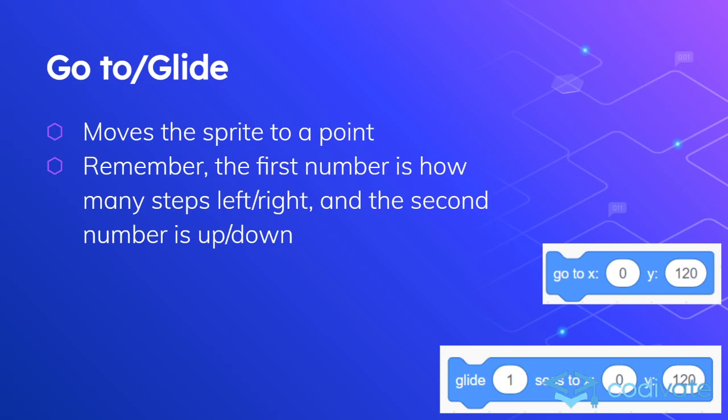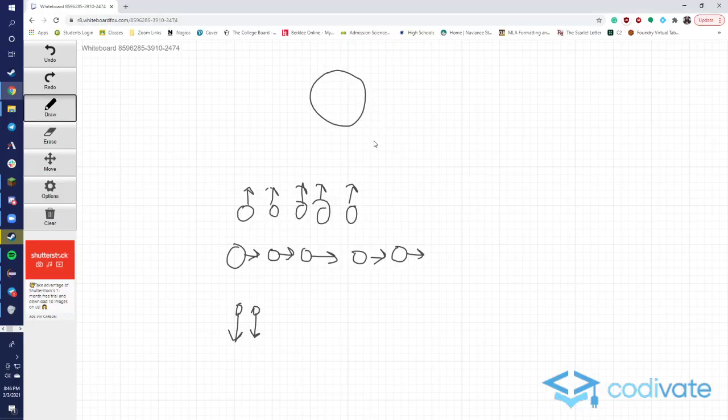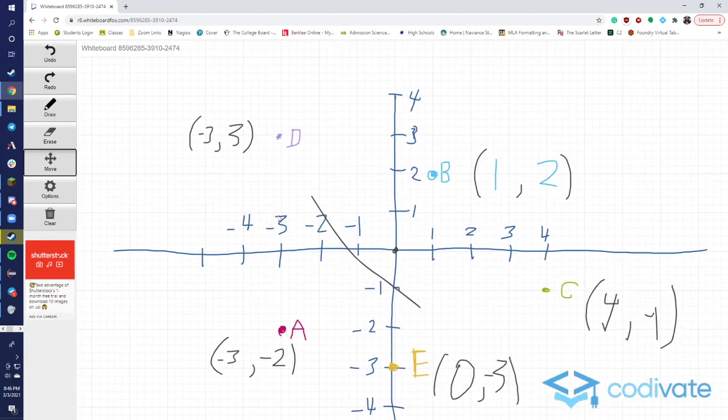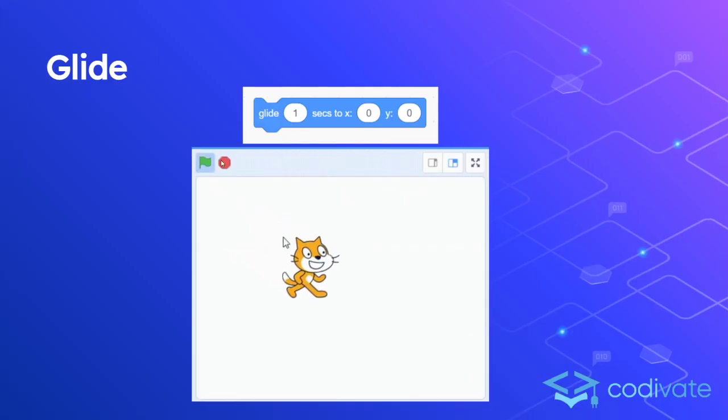They are coordinates. And what they do is they just move the sprite to a point that you write down. So for example, if you wrote a go to XY, it would just teleport to that point. So let's just watch it go. In this example, we have glide 1 seconds to x0, y0. So, what is x0, y0? Well, if we look at our coordinate plane, x0, y0 was just the middle. It's the origin. So, that means that the cat is just going to move to the origin.